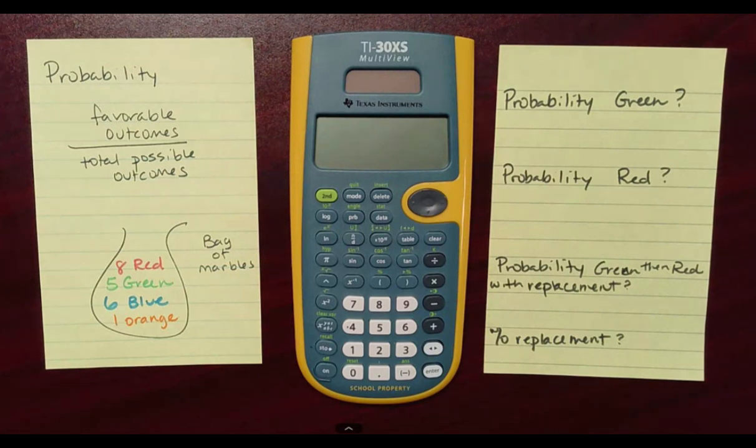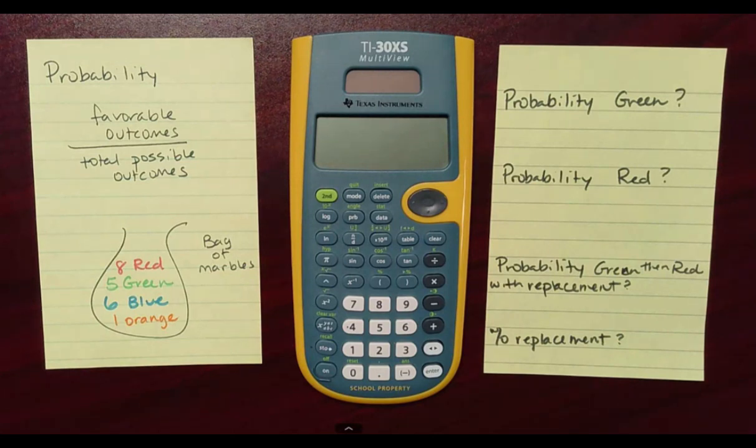Once you have it as a fraction, we can change it to a percent, or we can toggle it to a decimal if we need to. So let's look at some examples here. I have a bag of marbles that has 8 red, 5 green, 6 blue, and 1 orange. So what would be the probability of getting a green marble?